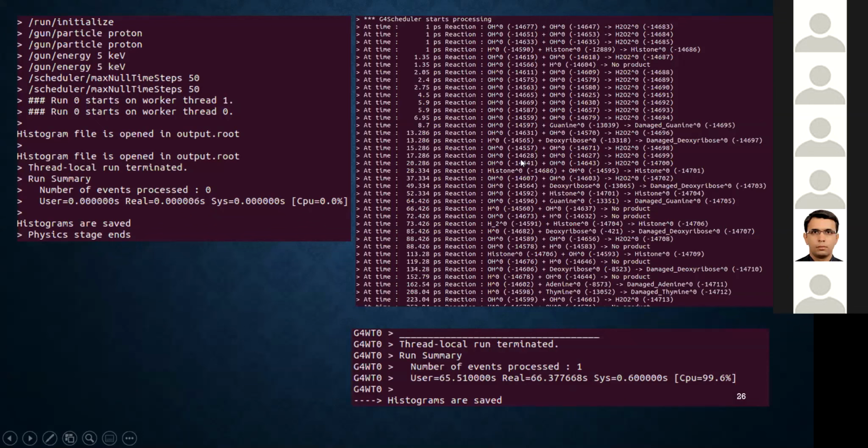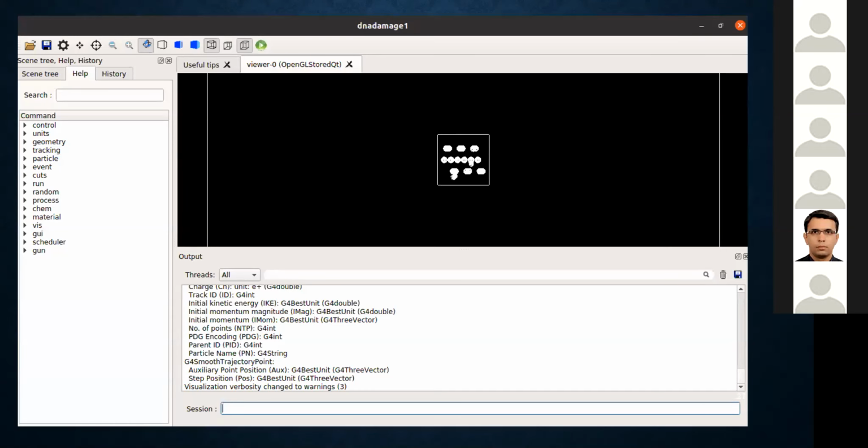So yes, this example is really heavy. In fact, I've been running it with protons of 5 keV. The default one comes with 200 particles, and it takes around 2 hours on my computer to obtain the results. And this is how the simulation works.